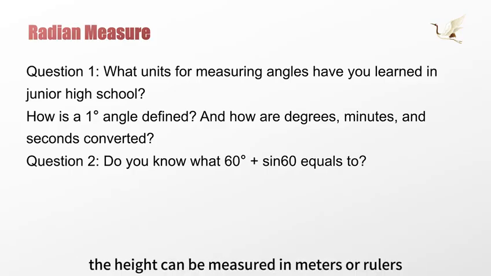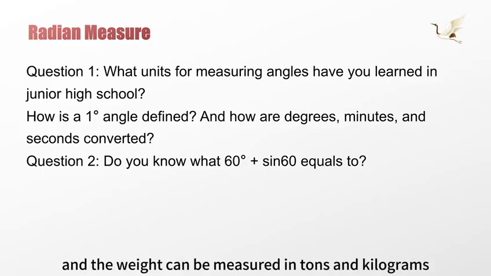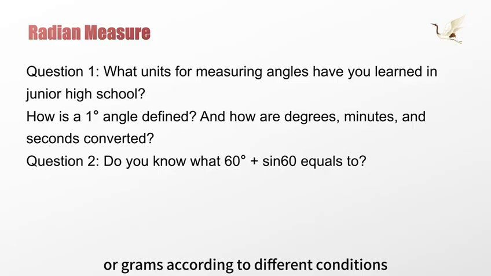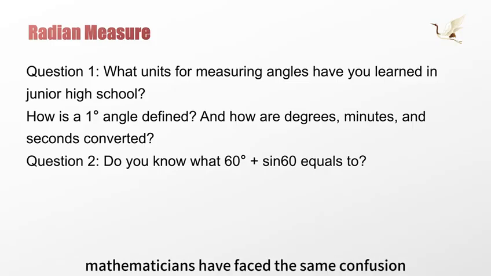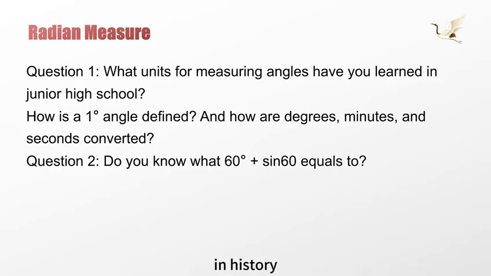For example, the height can be measured in meters or rulers, and the weight can be measured in tons and kilograms or grams according to different conditions. Is the measurement of angle only known from the angle? Mathematicians have faced the same confusion in history.